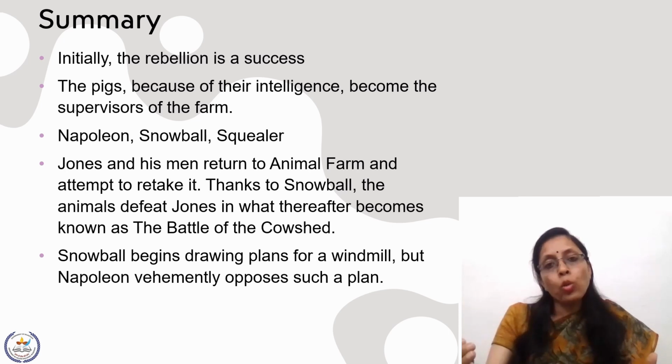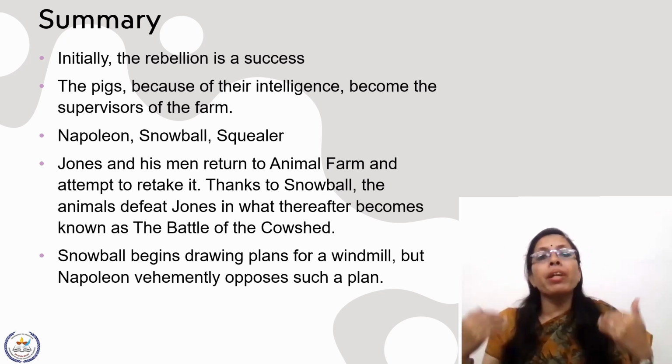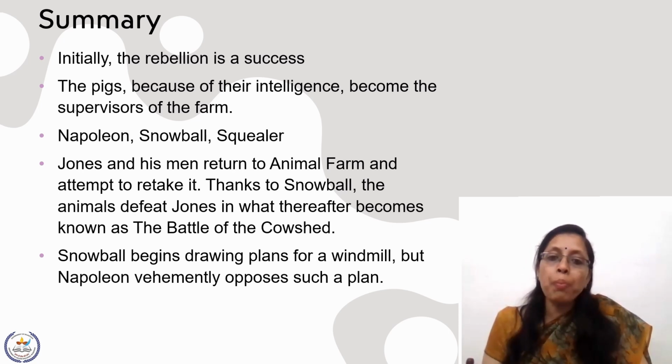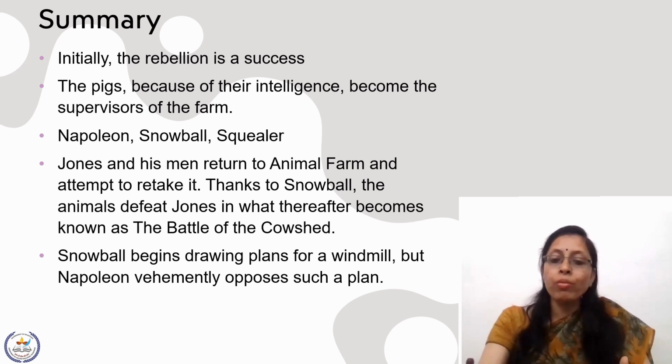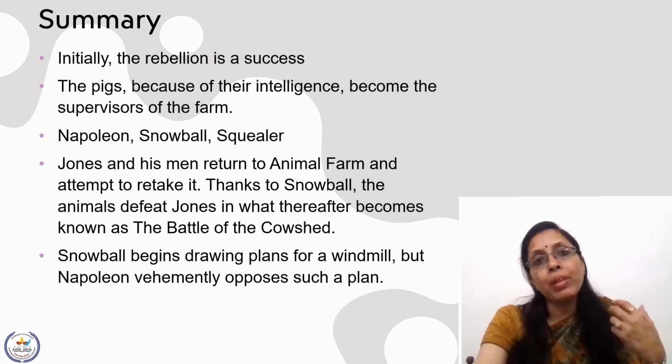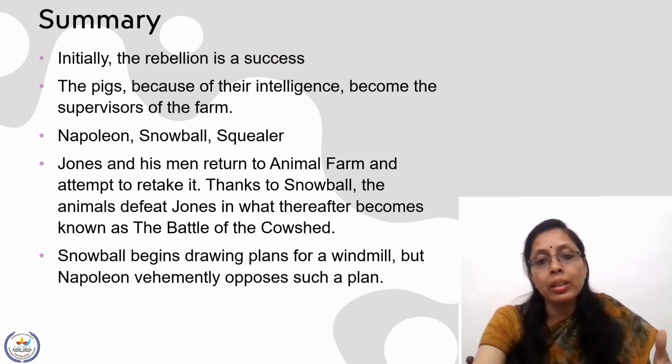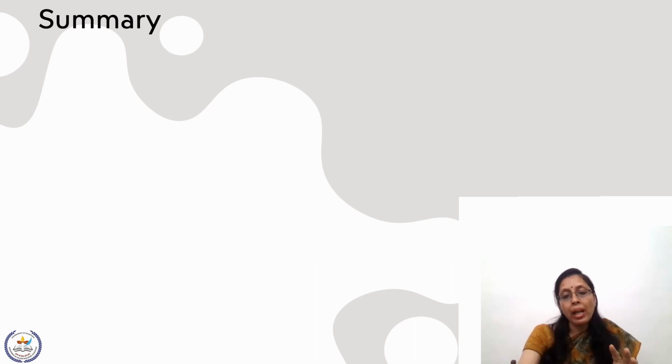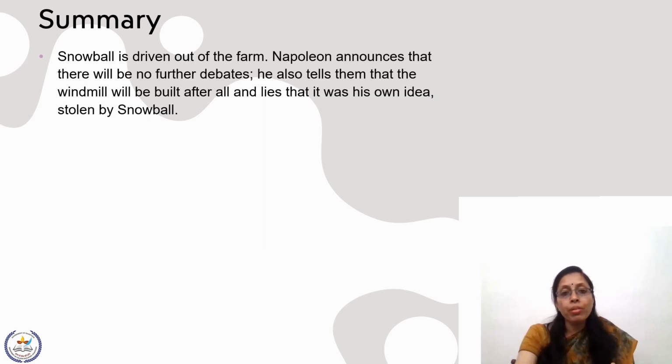He's reading those books, so he has a plan for a windmill, and his idea is that if they have electricity on the farm, then the quality of life of these animals will improve. They will have more leisure hours than working hours. And Napoleon opposes the plan. He believes that animals should work more. They should focus more on producing food than other comforts. So Snowball is driven out of the farm.